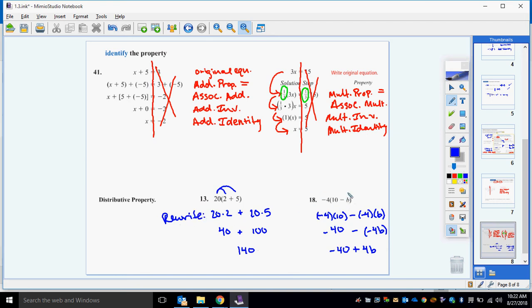Over here on 18, rewritten form would be -4 times 10 minus -4 times b. If you did work to simplify it down, your final answer would be -40 plus 4b. It's trickier when there's a minus sign in between. So if you treat it as a minus sign, then this would be a positive b, and then you have subtraction in the middle. So you'd get minus a negative, which would just turn it plus a positive. Minus a negative is plus a positive.